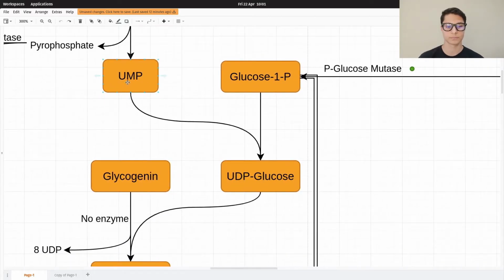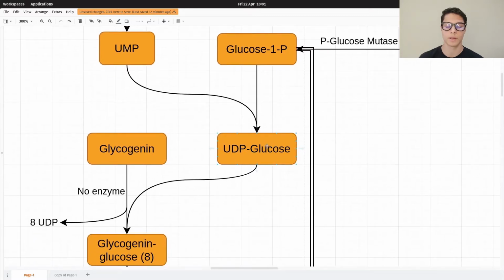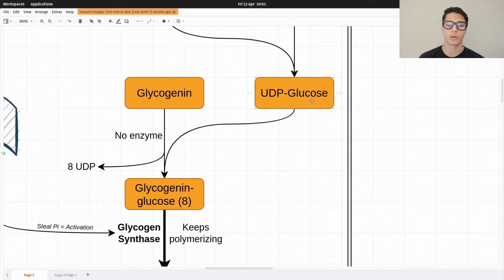UMP gets bound to carbon number 1, creating UDP, because we have 1 phosphate group here and another here, so we have UDP-glucose. There is no number here because it is on carbon number 1. UDP-glucose is going to do something very cool. It's going to get bound to glycogenin, which is a protein.